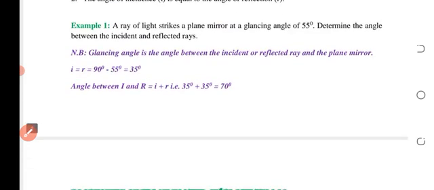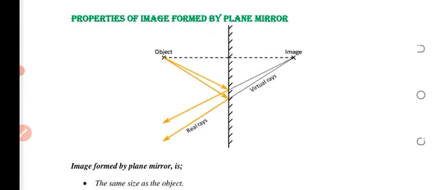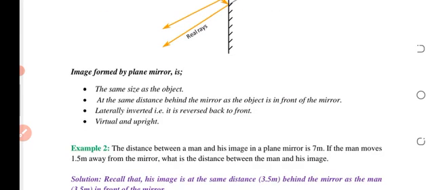Okay, let's move on by considering the properties of the image formed by a plane mirror. We are using a plane mirror here because a plane mirror is a perfect reflecting surface. Now, when a ray of light falls on a plane mirror, the image is formed through a process known as reflection. And this image formed has the following properties.